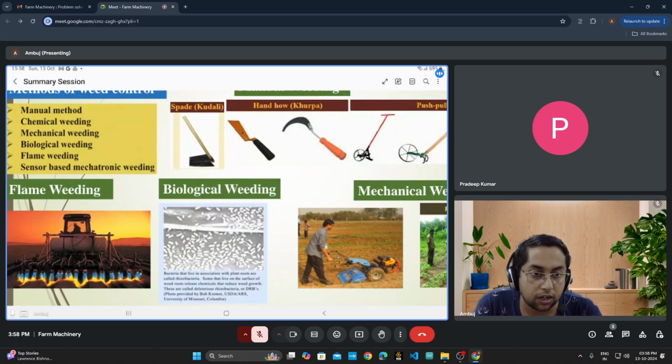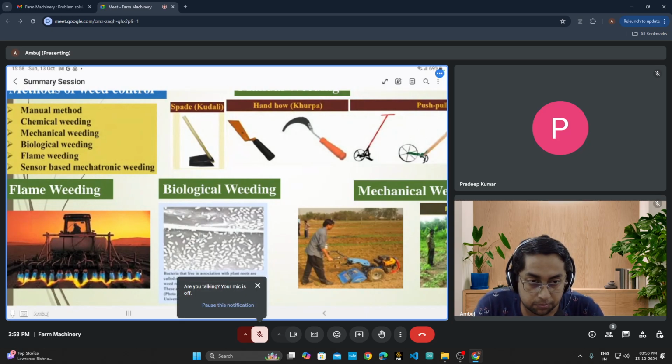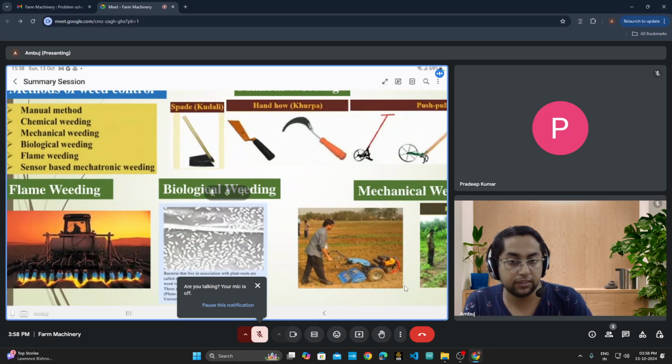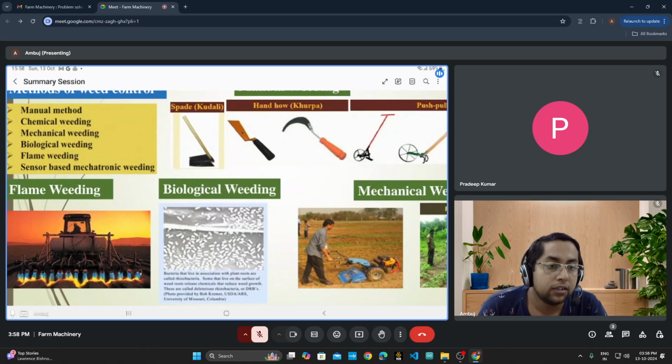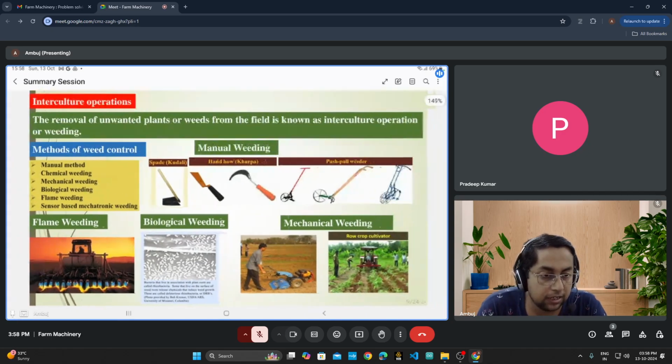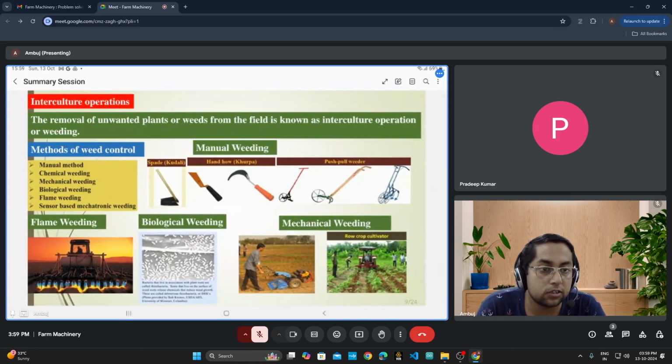Please try to remember that in this particular process you can only carry it out when the field is fallow. In case the field has a standing crop, you cannot carry out the flame weeding operation.